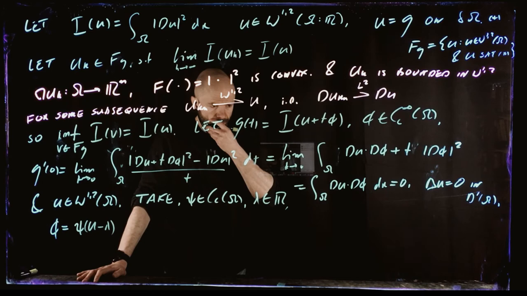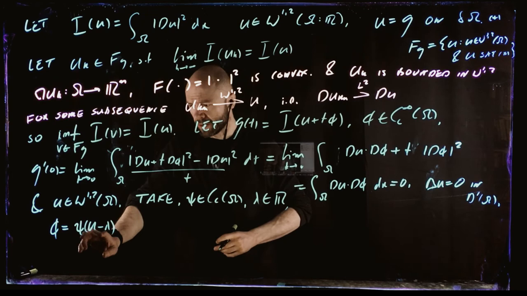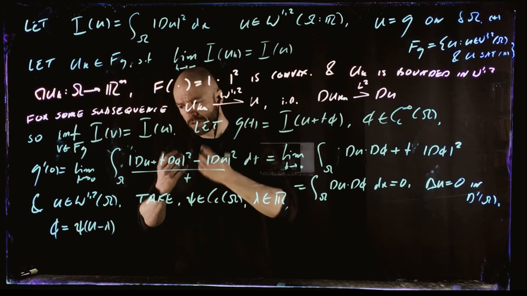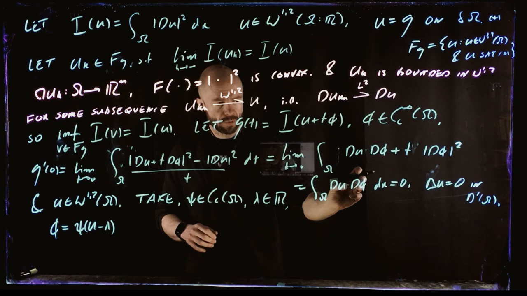Okay, so since u is in Sobolev space, I claim that we also have this identity for this particular phi, because we can take the gradient of u, and that gradient will be the limit of a sequence in L2 of smooth things. And for smooth things, we have that this is true. And this is also bounded in L2. So we can replace this identity with any phi which is in Sobolev space.